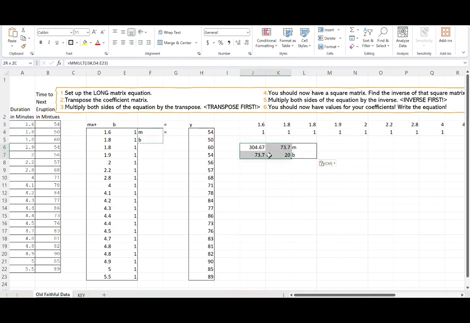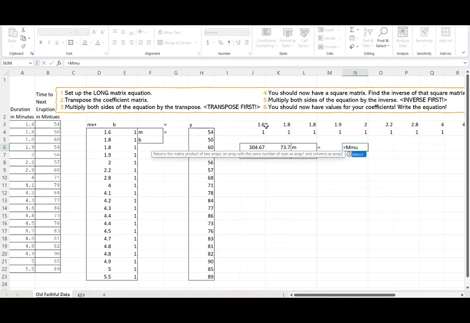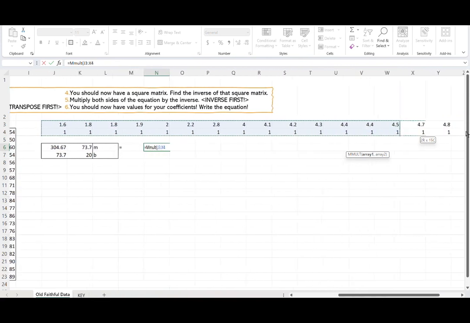Let's make this little matrix box. And that's so equal. But what you do to one side of an equation, you have to do to the other side. So we have to multiply the transpose first on the right side with all those y values. So we're going to mult again. And we're going to highlight that transpose.